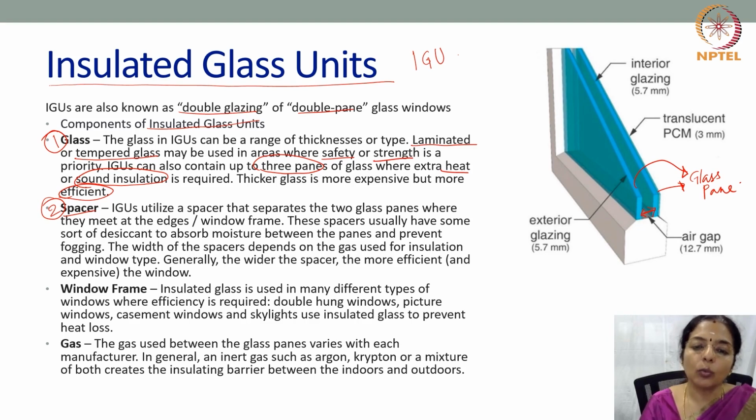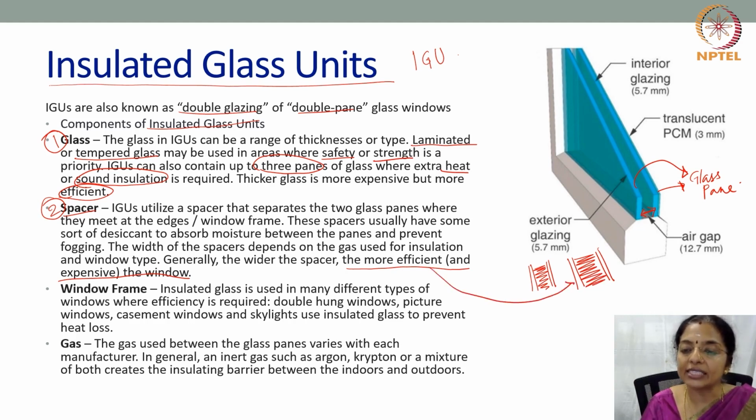Generally, the wider the spacer, the more efficient and expensive the window will become because the space between the glazing will increase, and that will also mean more infill material, more insulating material, and therefore this can become more efficient as well as expensive as compared to the first one.